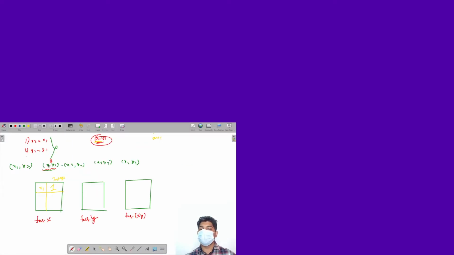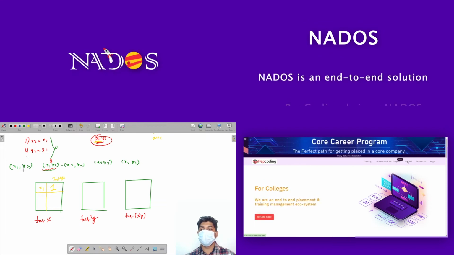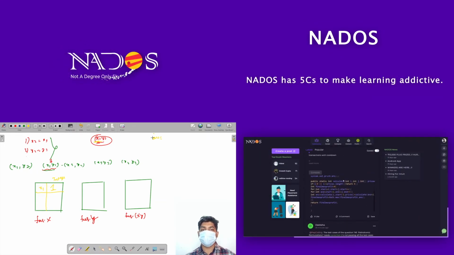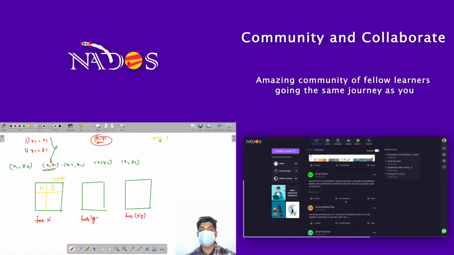What I know is that these 2 points have the same x coordinates, so they will have the same Manhattan distance and Euclidean distance. So I will increase my counter, answer plus equals 1. I will increase my counter.